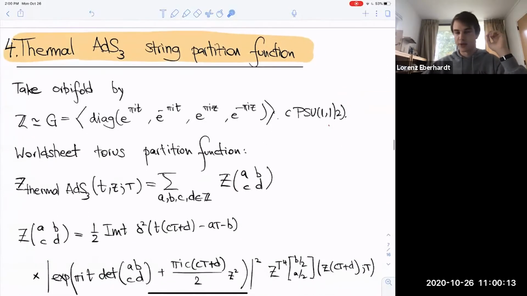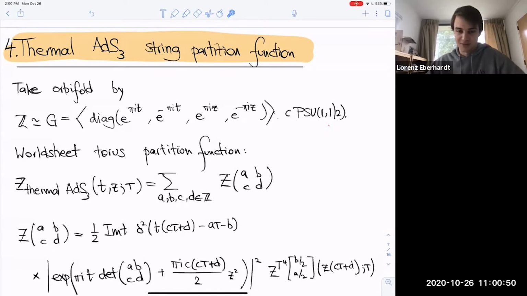So let's do it for thermal AdS3, so you will see how it works. Here, of course, it's particularly simple. You take the orbifold by the integers, and that's exactly this orbifold group we saw above. It's generated by a single diagonal matrix inside PSU(1,1|2). Given this, you can now compute the worldsheet torus partition function. I should say that the PSU(1,1|2) level 1 WZW partition function is known, so you can use it to compute this worldsheet partition function.